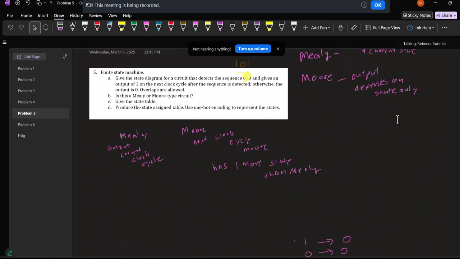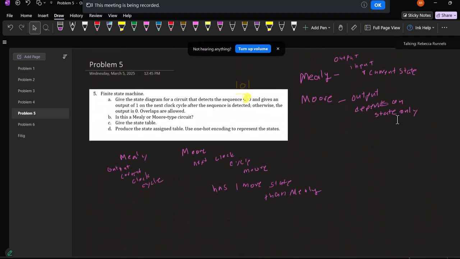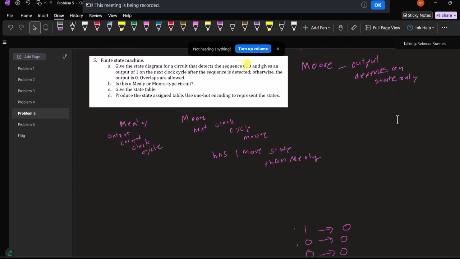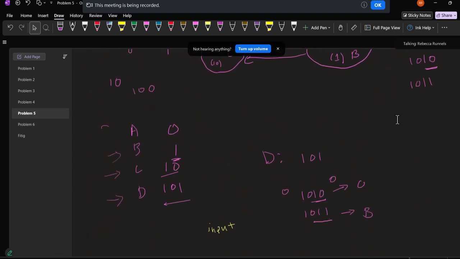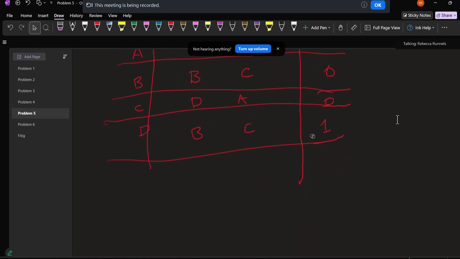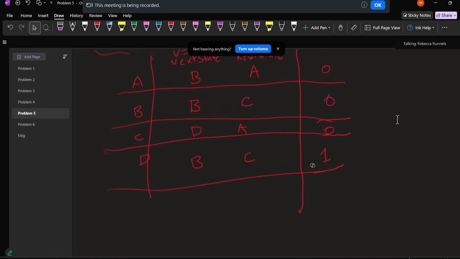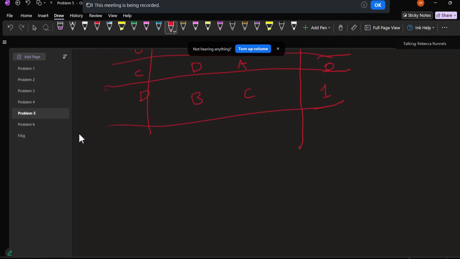And then it says, produce the state assigned table. Use one hot encoding to represent the states. Okay, so one hot encoding means it's not using the minimum number of flip-flops. The number of bits you use for your states depends on the number of states you have. How many states do we have? We have 4, A through D.